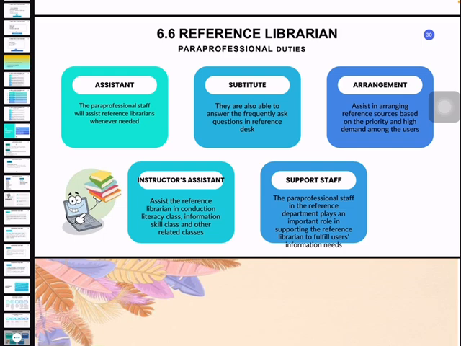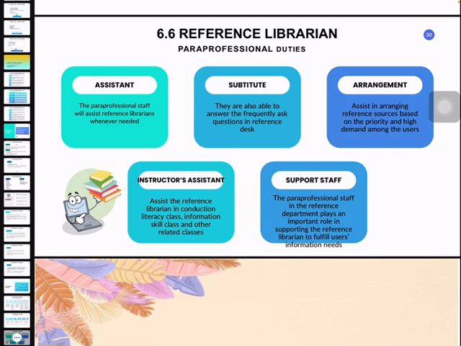So paraprofessional duties, they have assistant. The paraprofessional staff will assist reference librarians whenever needed. Assistant librarian ni will help librarians whenever needed, bila diperlukan. Substitute, they are also able to answer the frequently asked questions in reference desk. Assistant librarian ni kadang-kadang dia dah tahu dah soalan apa yang selalu ditanya dekat reference desk, so they need to know how to answer the questions consistently.